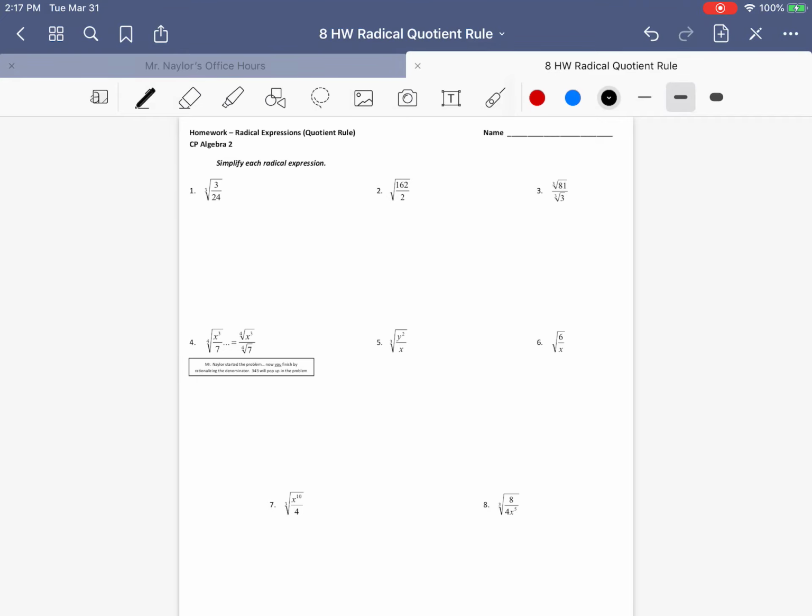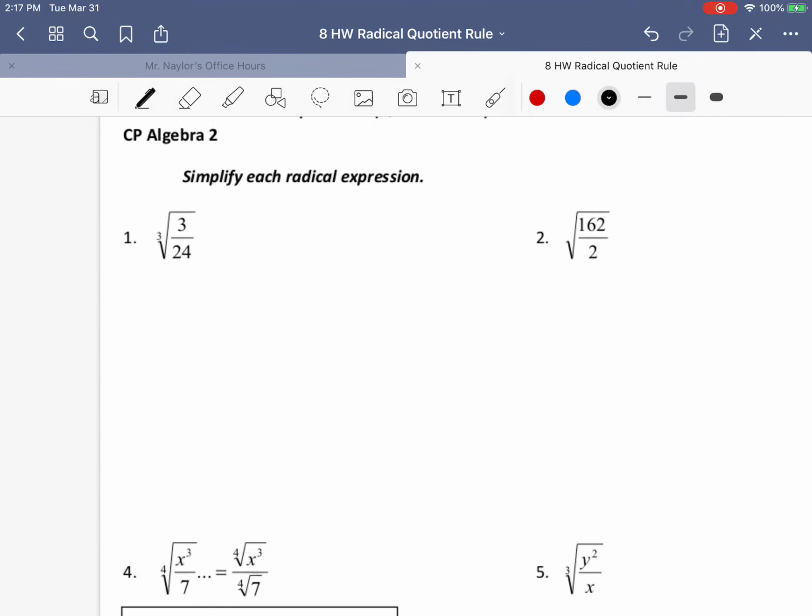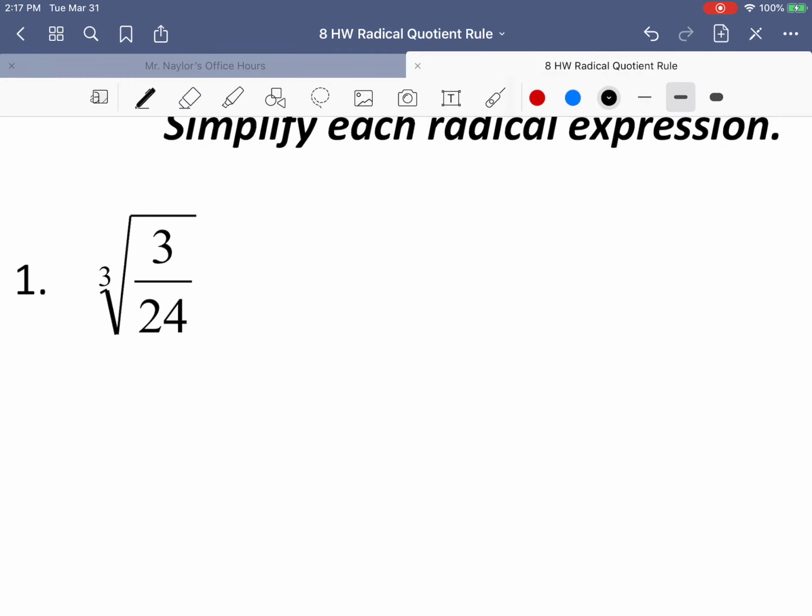All right, how'd you do with the quotient rule homework? I know we did some pretty tricky problems in the notes, but some of these problems in the homework kind of go back to the basics where you can actually just do the math.